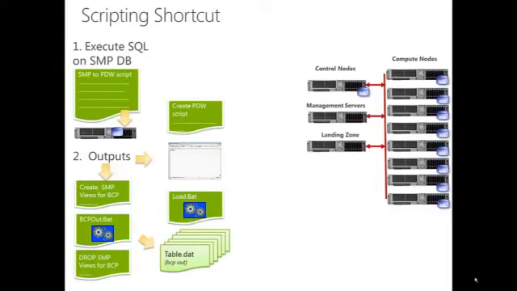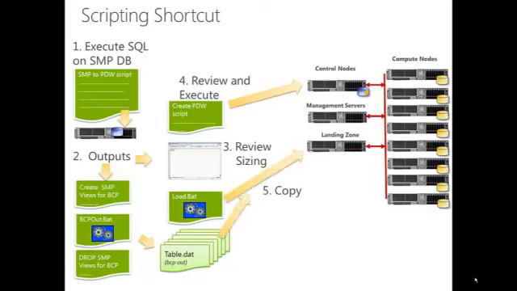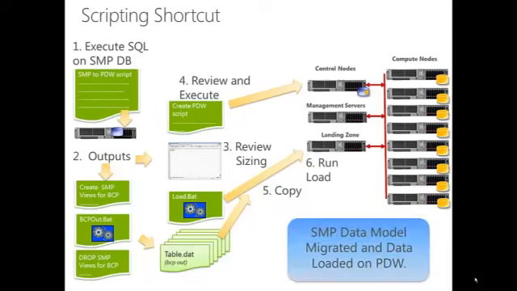It'll create a script to create the PDW database and tables. It'll give you a spreadsheet with information of how it made decisions, and it'll create a load file that will push the data into the PDW. So you review your sizing, make sure everything makes sense, take a look at your script and make sure you like that, copy over your DAT files and the BAT file to the landing zone, run the load, and you've migrated your SMP onto PDW. So let's take a look at that now.